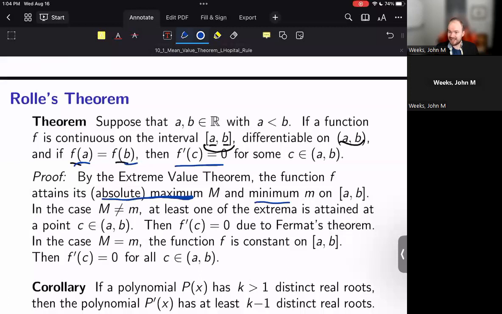Well, you have a function that is continuous on the closed and bounded region, so of course you attain maximum and minimum values. Now, due to Fermat's theorem, we know that anything that's an absolute max is also a local max, and hence the derivative at that point is 0. But that's exactly what we're looking for. So that gives us everything that we need. Either case that we're working with, the derivative is equal to 0.